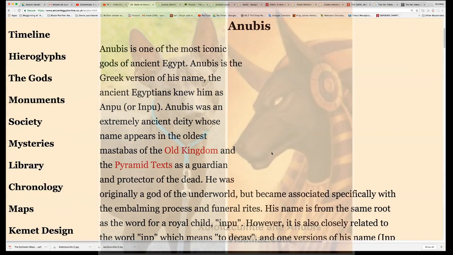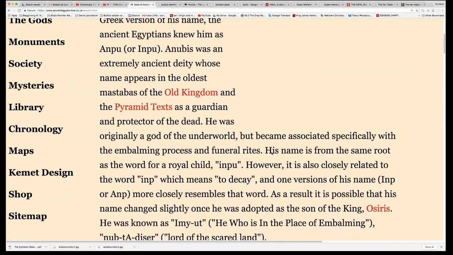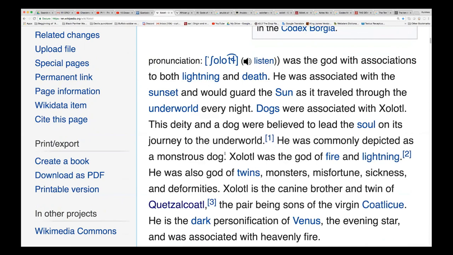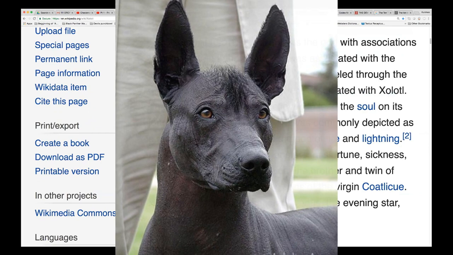All right, just like Xolotl. We're talking about ancient Egypt, we're talking about America. He was originally a god of the underworld, but became associated specifically with the embalming process and funeral rites. Again, this deity and a dog were believed to lead the soul on its journey to the underworld. Again, Xolotl, right? We related him to Anubis. It says he is believed to lead the soul on its journey to the underworld.